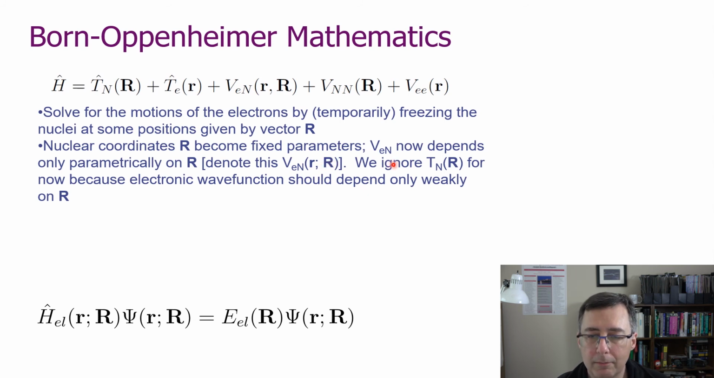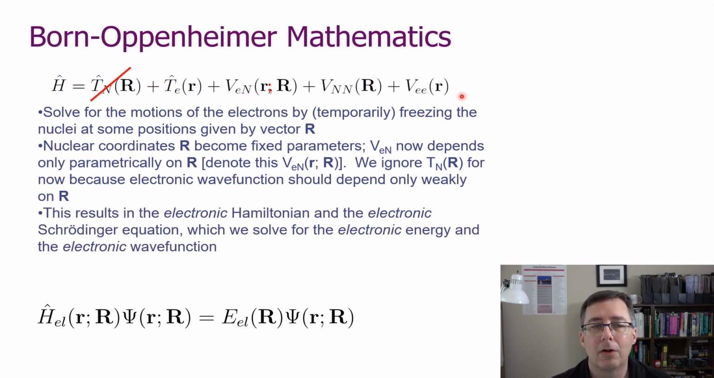And then I'm also going to basically temporarily ignore the kinetic energy, because for right now we're pretending the nuclei are frozen in place, and so they have no kinetic energy. Of course, really they do have kinetic energy, but we're setting that aside for right now. Okay, so I'm going to draw a line through my kinetic energy operator, and I'm going to change this comma to a semicolon to remind me capital R is now a fixed parameter.